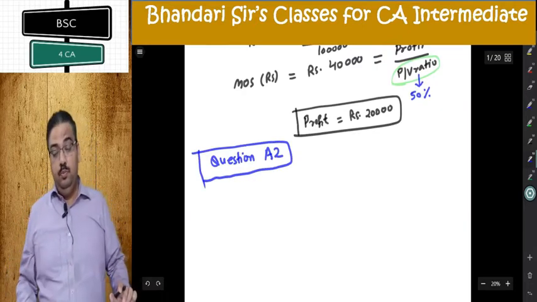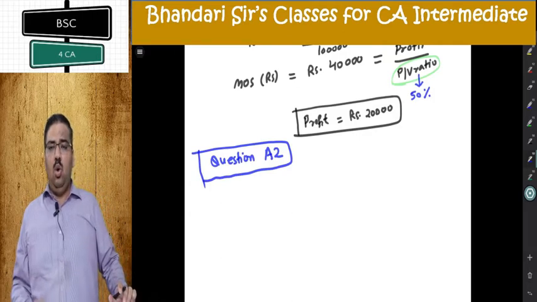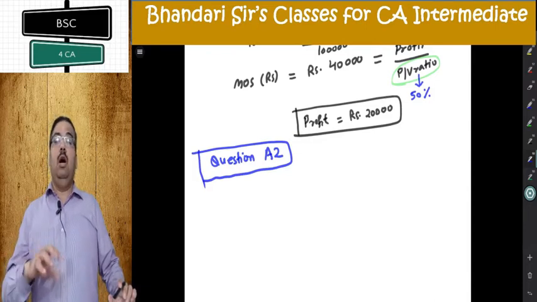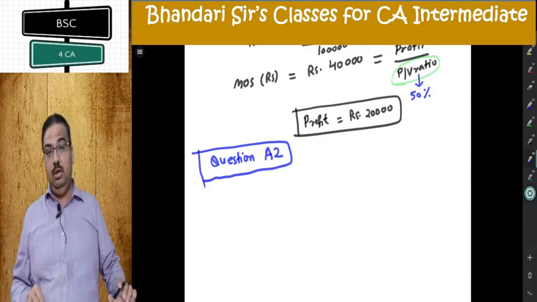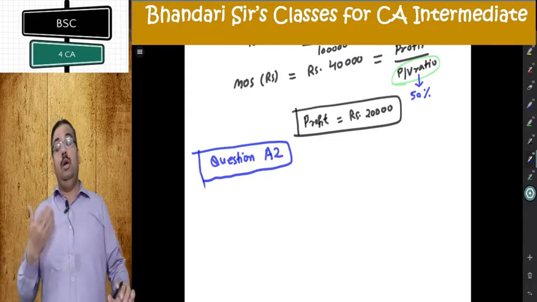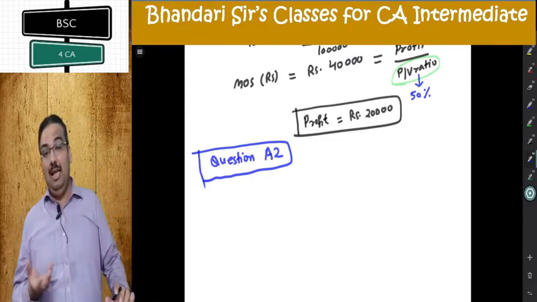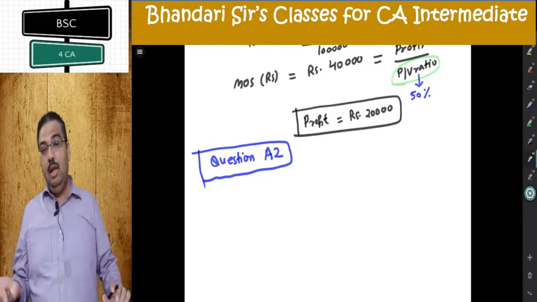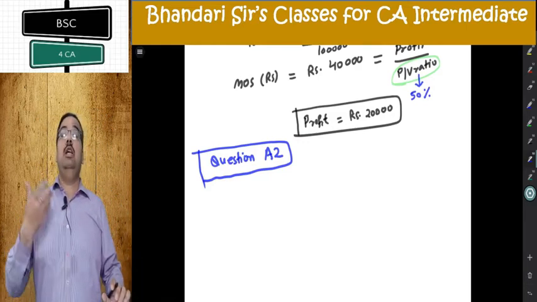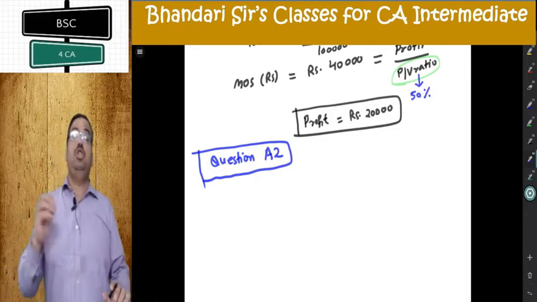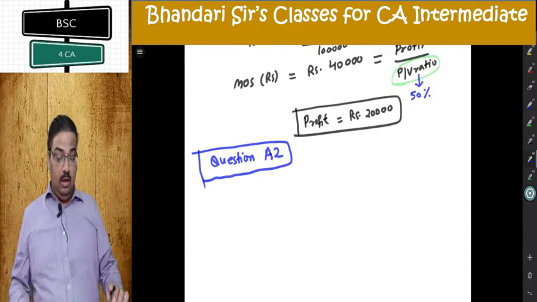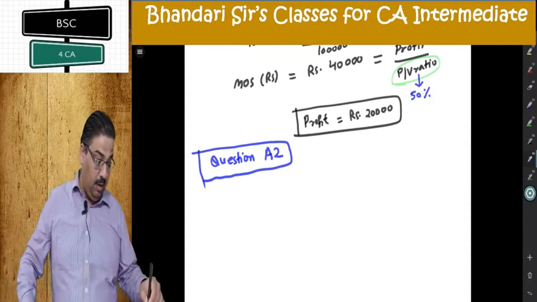A2. Question A2 is not a small question, but still a very simple question. It is basic out of these basic questions. It gives you data and asks you basic things like break-even point, PV ratio, profit or loss, and if there are changes in the basic data, what will be the change in break-even point and other things. I go through the contents of this part by part.